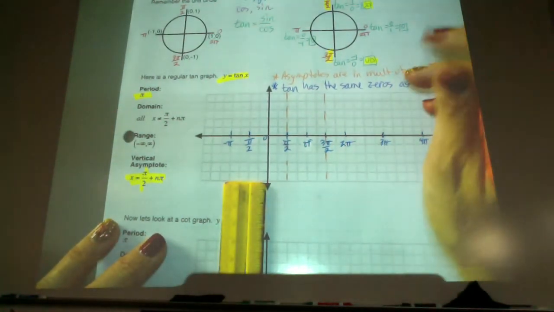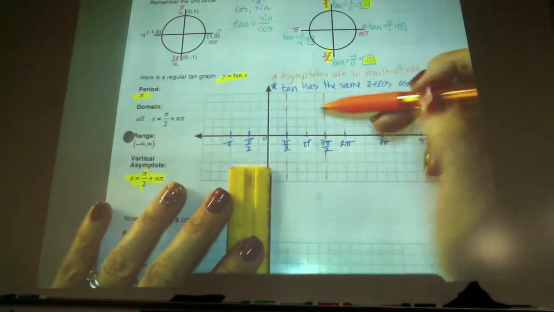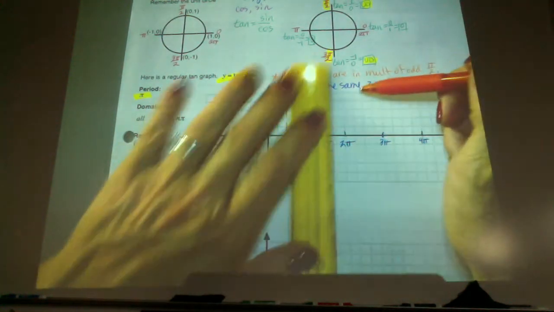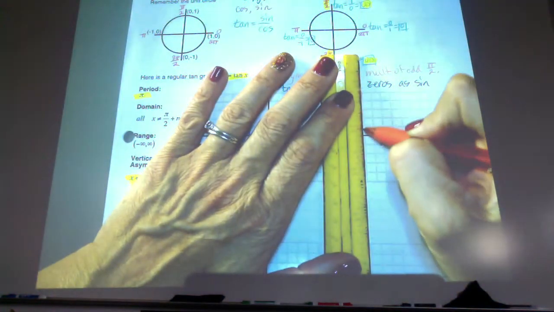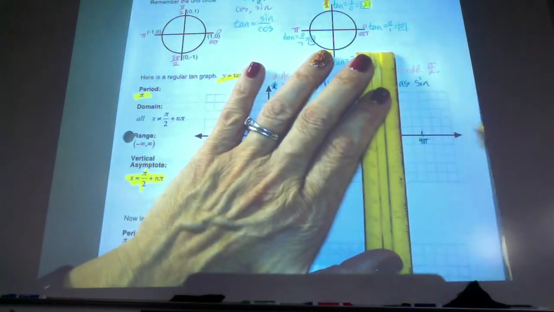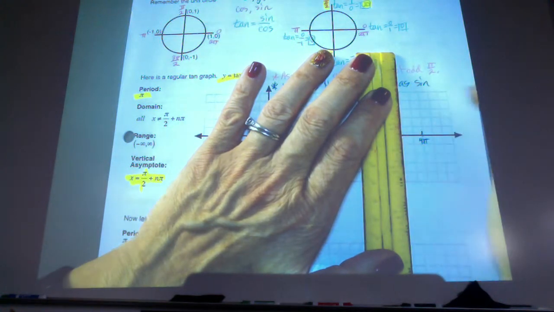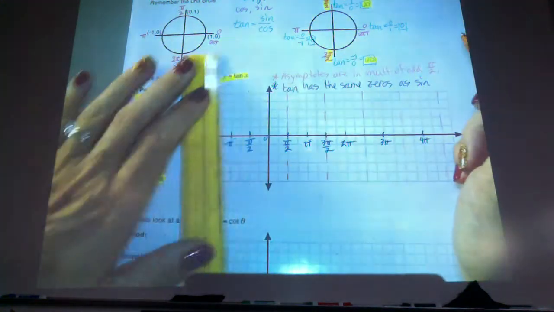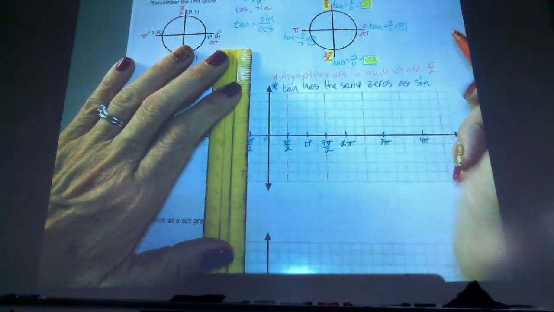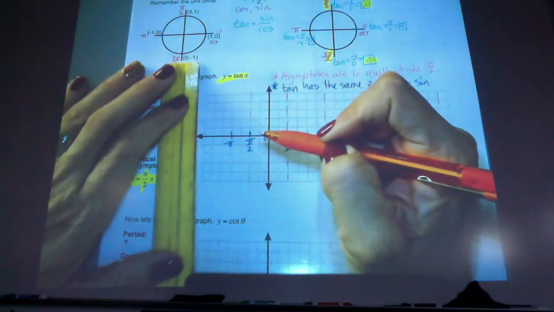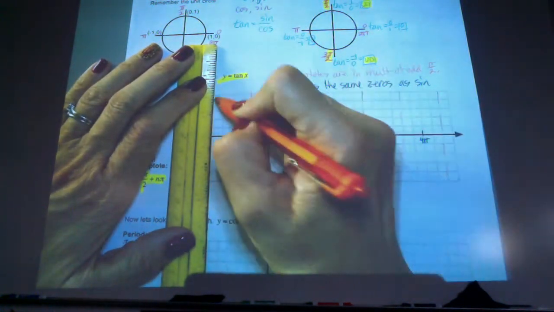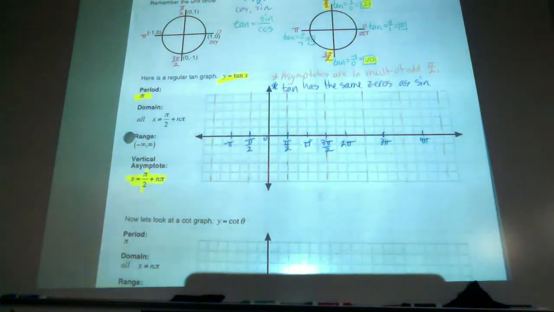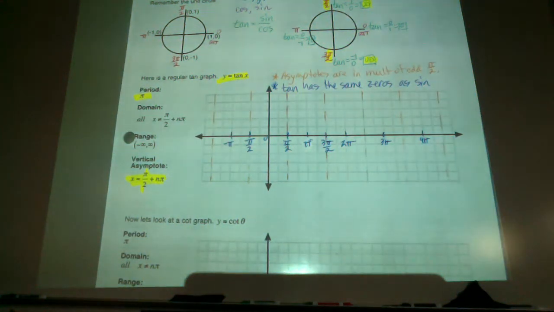So I'm going to put in all my asymptotes. So every 4, put in a dotted line. You okay with that?